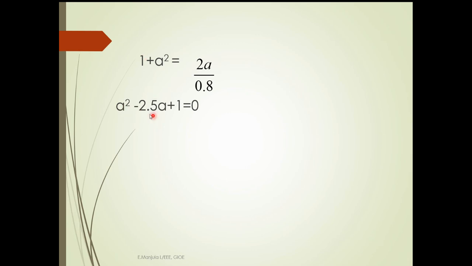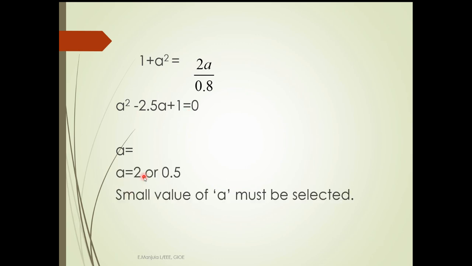Solving this equation, we will get a square minus 2.5a plus 1 equal to 0. So a is equal to 2 or 0.5. The smaller value of a must be selected. If it is an equation in this format, we will always get two values, and we have to choose only the smaller value. So a is equal to 0.5, because the slip won't be 2. If the slip is 2, then it is acting as a generator. Now we are considering only the motor, so the slip will be only from 1 to 0. So a is equal to 0.5.